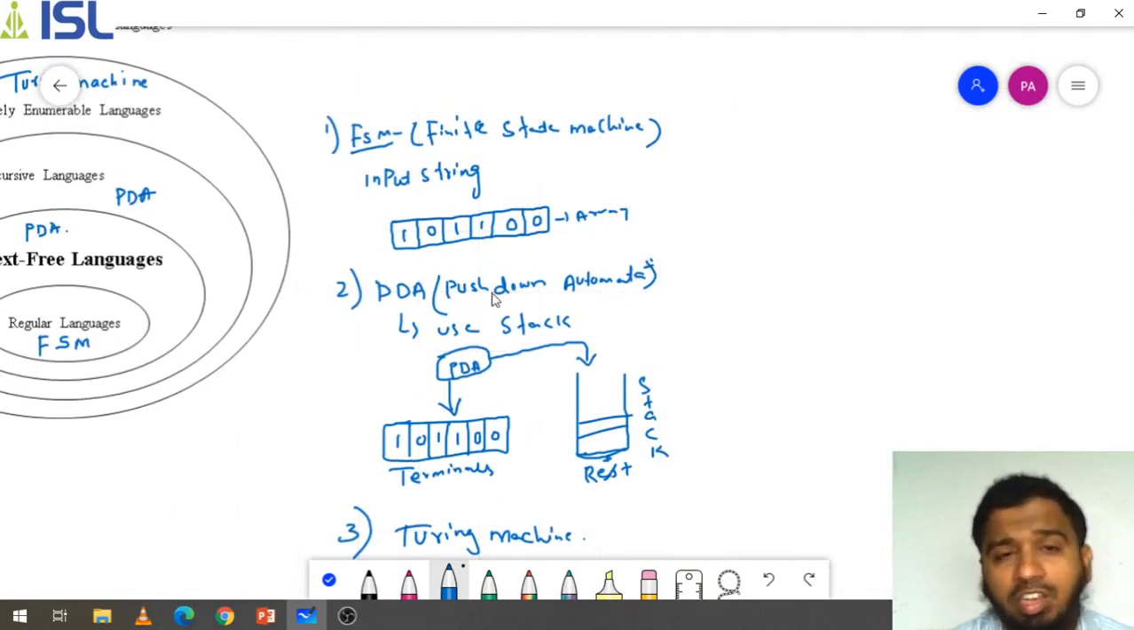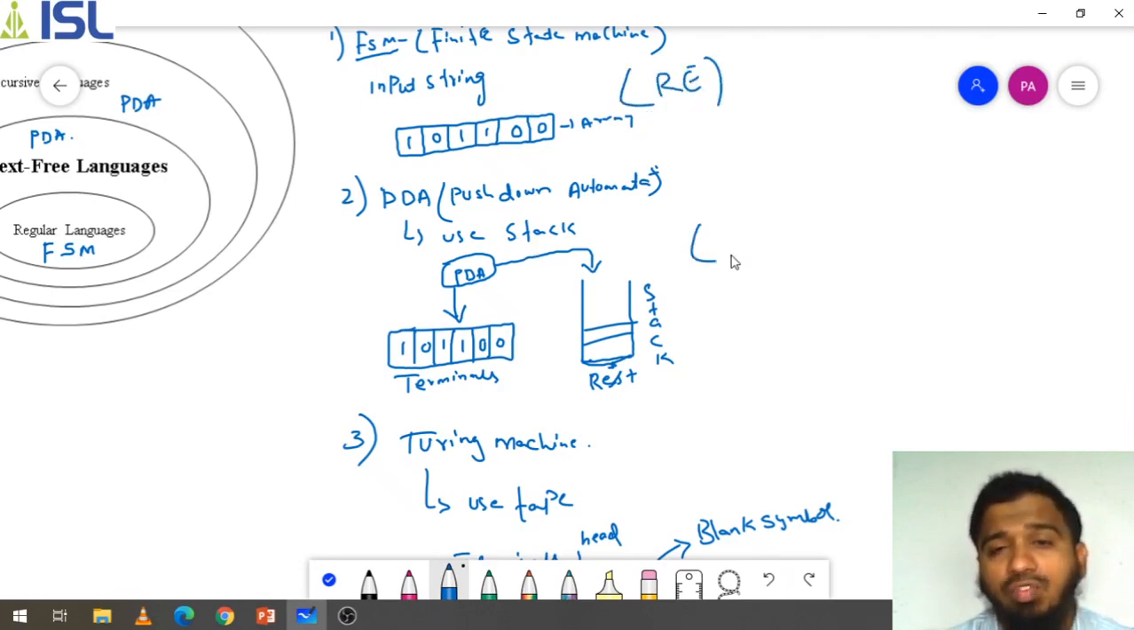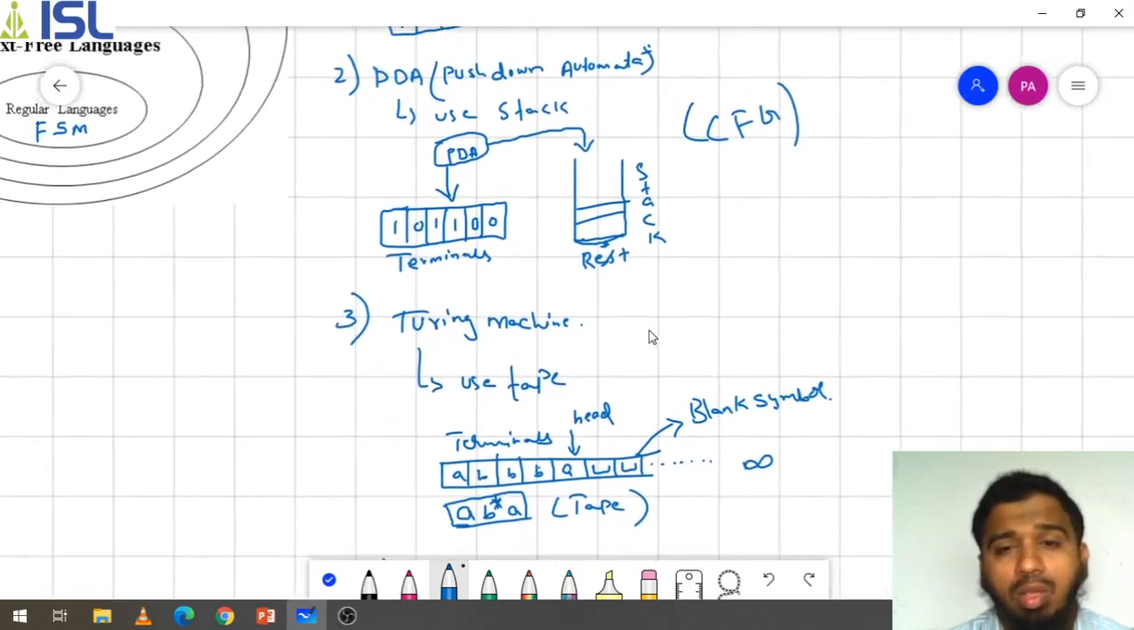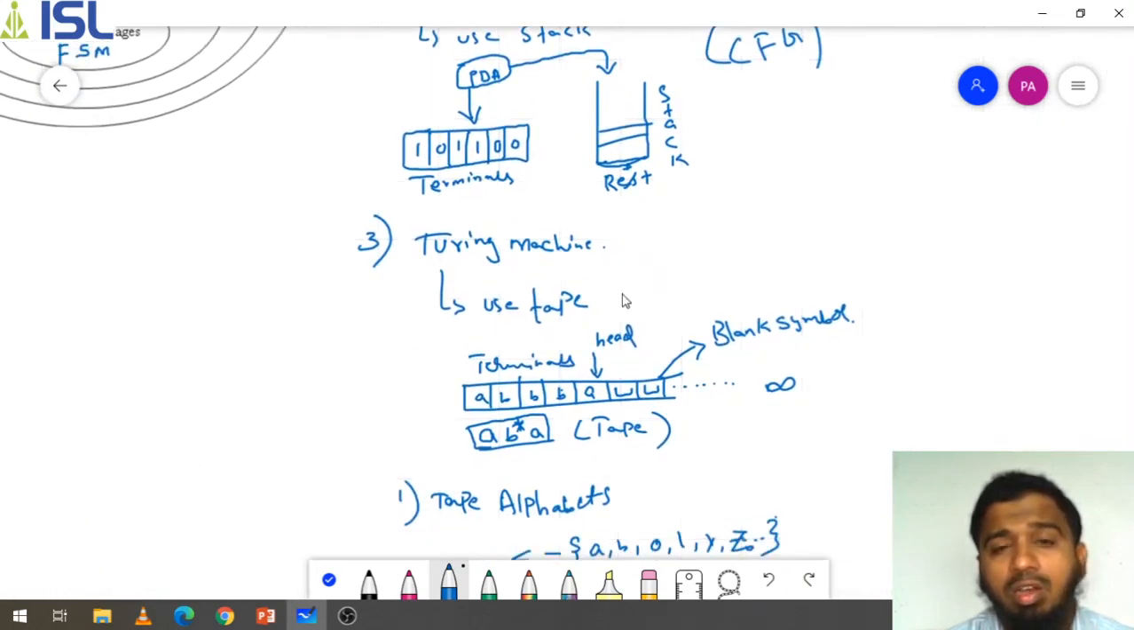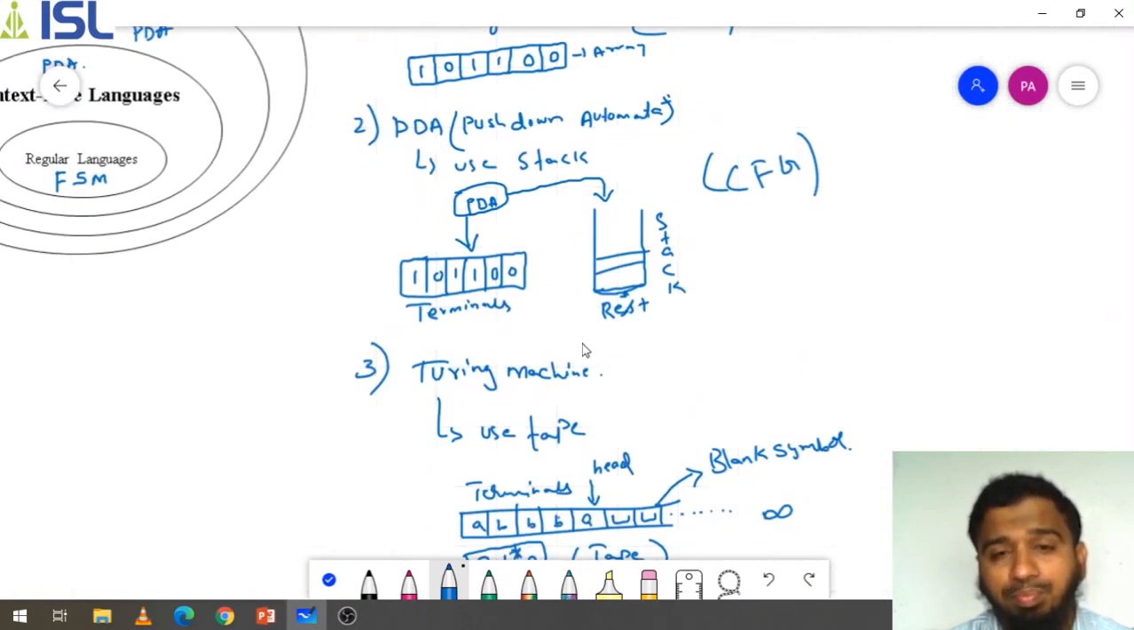First one is the finite state machine. Because of the input string, we cannot check for a context free grammar with it. A finite state machine is used for regular expressions, and a pushdown automaton is used if we have a context free grammar. And the Turing machine is more powerful than PDA and FSM.